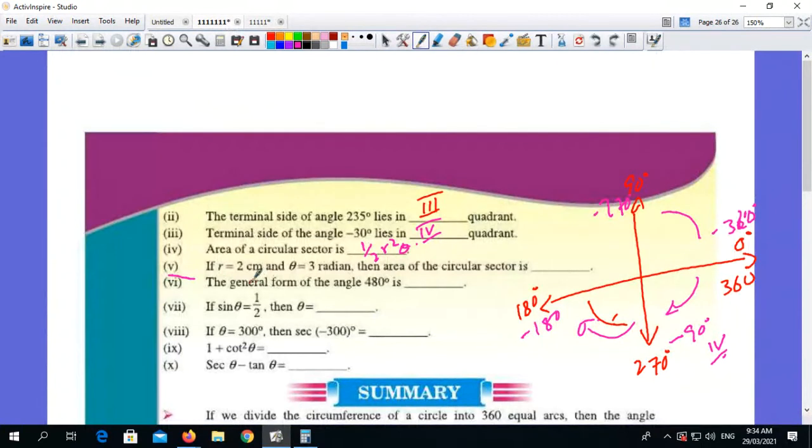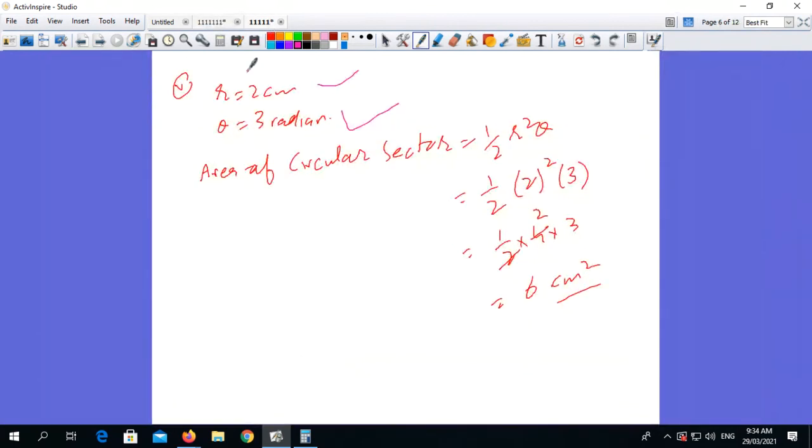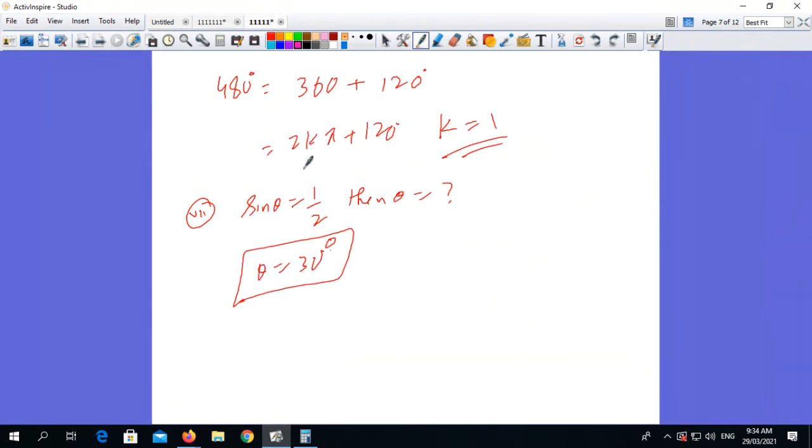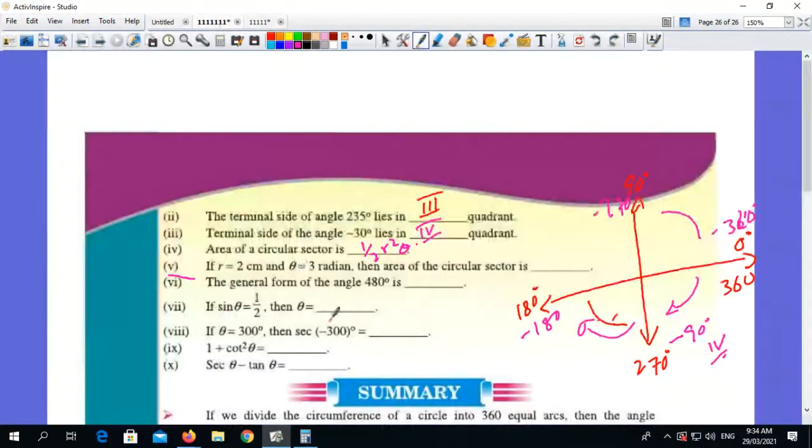Okay. Now next is the general form of angle 480. How can we write 480? We may write 480 as 360 plus 120, or we may write 2k pi equals 120 degrees, with k equals 1. So 480 can be written as 2k pi plus 120 or 360 degrees plus 120. Both answers are correct. It's up to you.